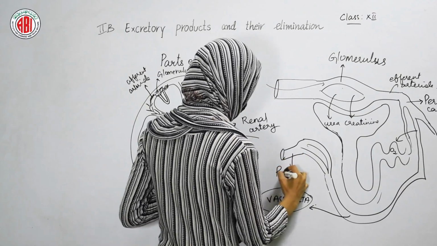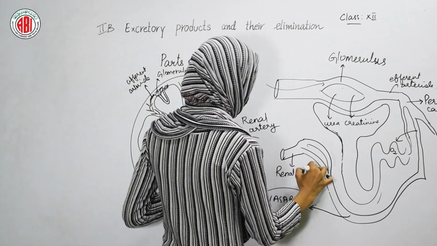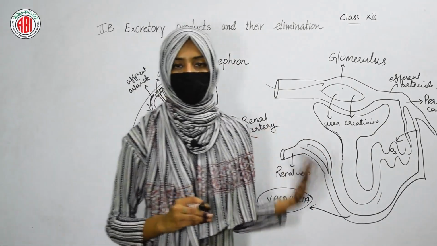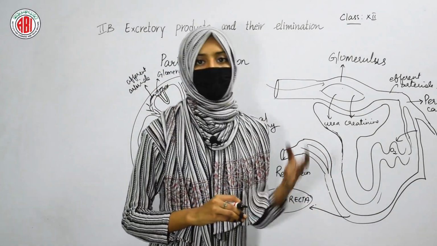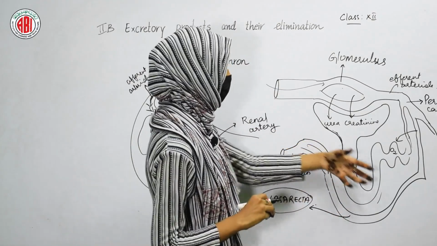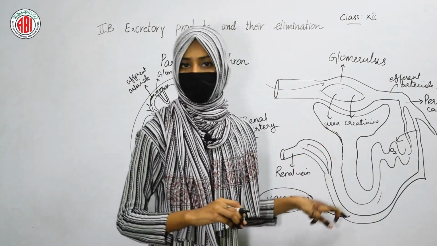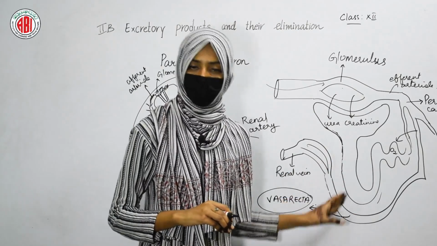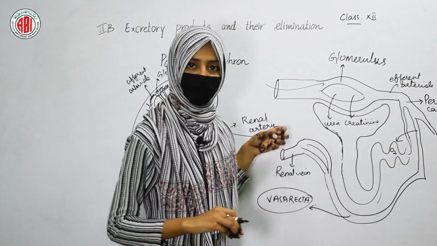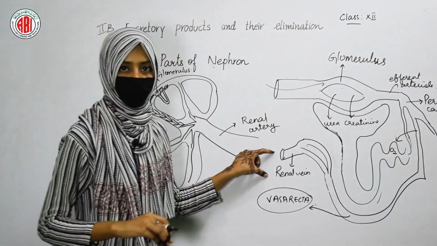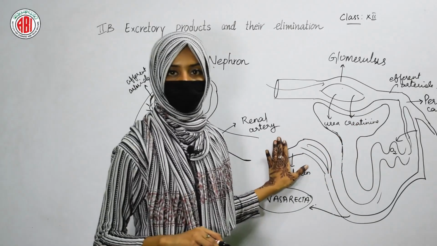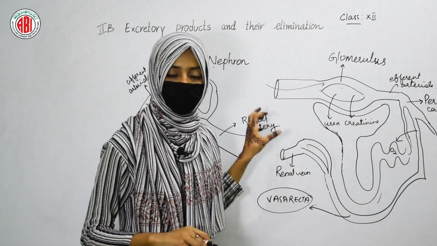We call this vein the renal vein. So the peritubular capillaries are the capillaries that supply the oxygen to the whole renal tubule. After the oxygen is taken up by the renal tubule, the blood becomes deoxygenated, right? So the deoxygenated blood from the peritubular capillaries is taken by a vein called the renal vein. This is how the filtration of blood and the supply of oxygen takes place through different arteries and veins.